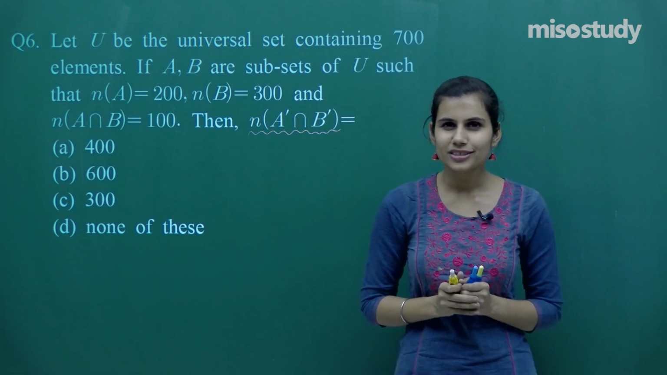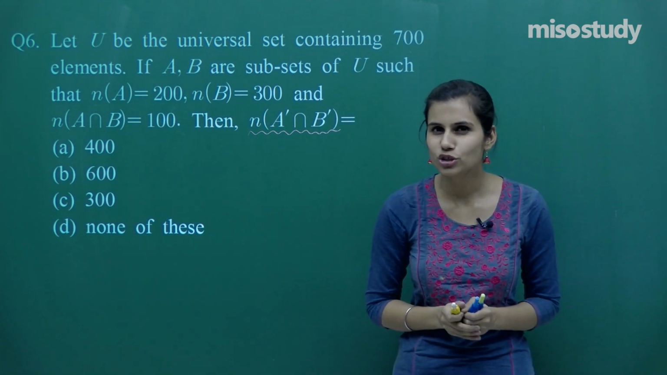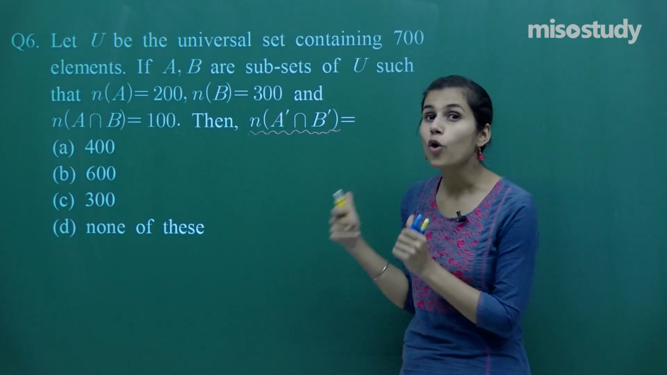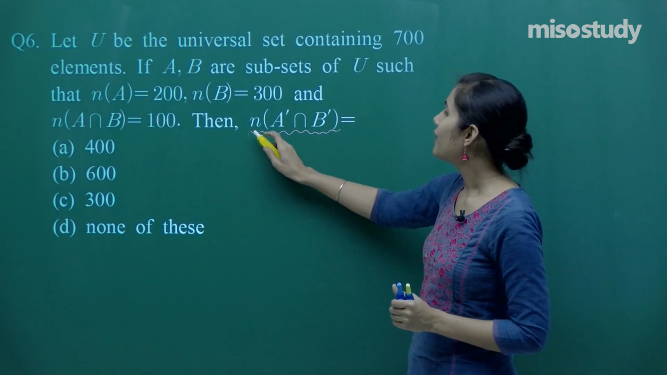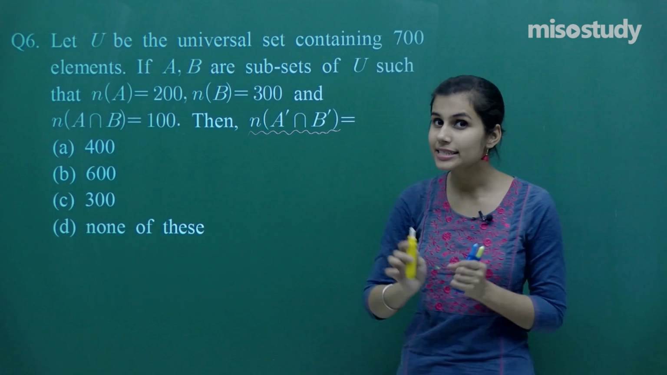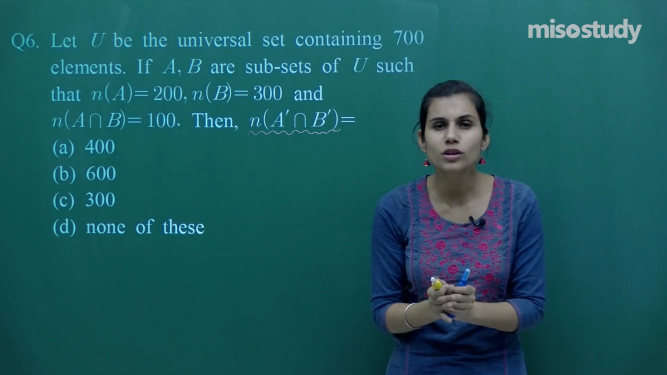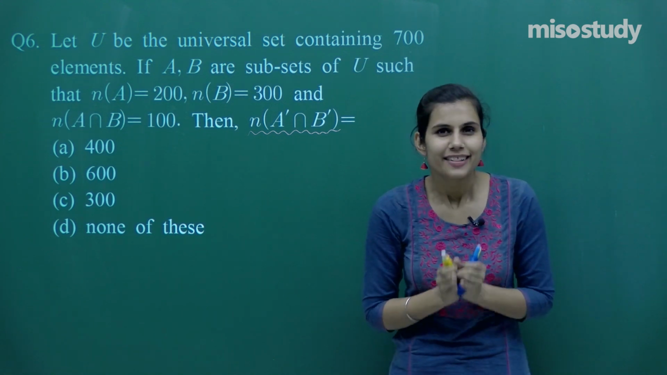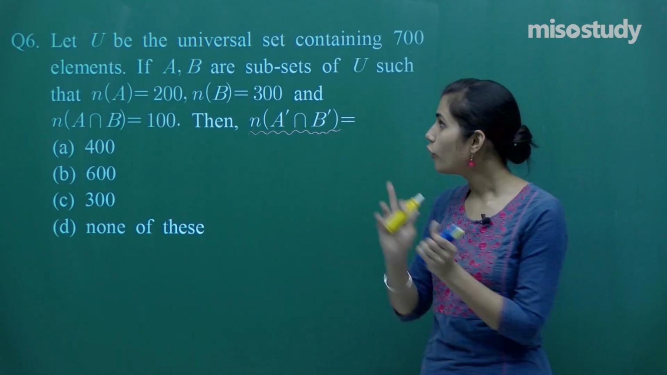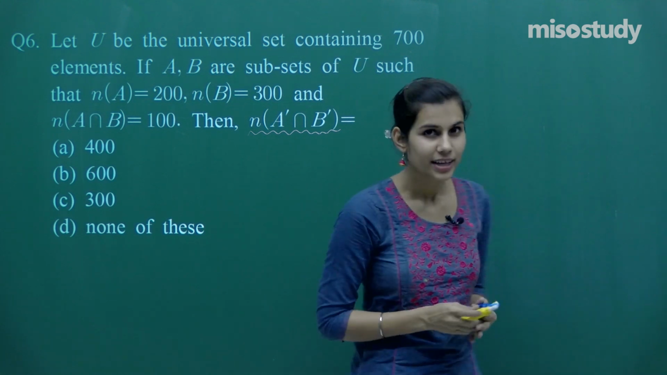Remember, the last lecture that we did in the set theory portion was this only. Based on the number of elements sitting inside the set, we had developed certain laws, certain rules, certain formulas. That is what you have to use over here to get the answer. Let's see that.